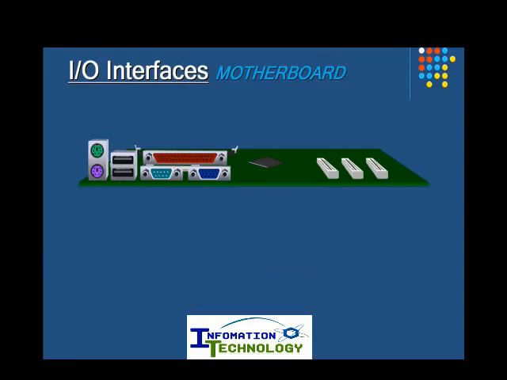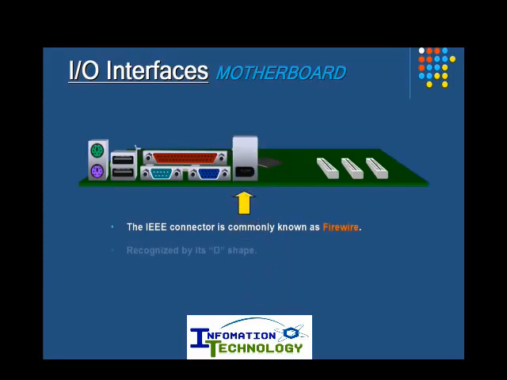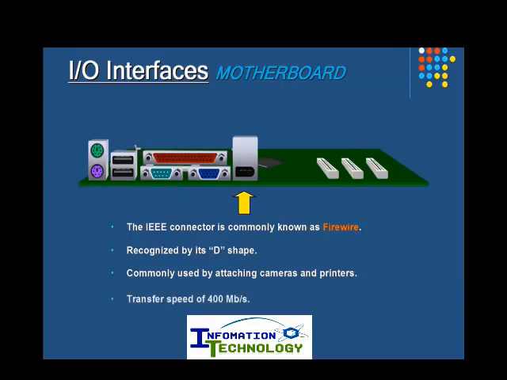The IEEE 1394 connector is commonly known as FireWire. FireWire is recognized by its D shape and is commonly used to attach devices such as digital cameras and printers. It's very similar to a USB port. FireWire and USB are both used to attach peripherals, and they both have similar transfer speeds. But FireWire is not as popular as USB. That's why on a modern motherboard today, there might not be any FireWire ports. Or if there are, you might find 1 or 2. And FireWire has a transfer speed of 400 megabits per second.